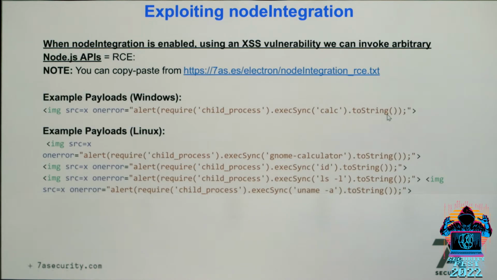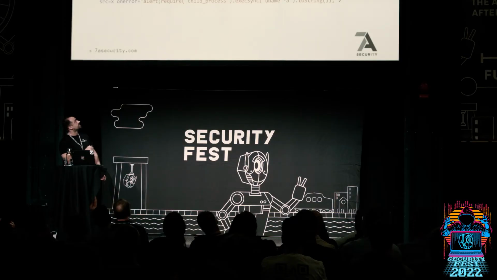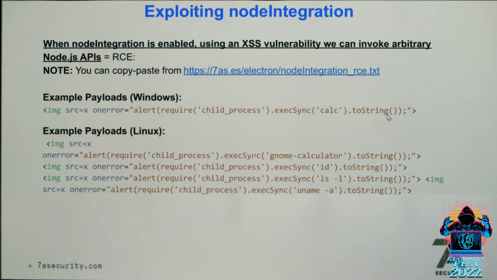Since nodeIntegration is enabled, I told you any XSS will be immediate code execution, right? So what we can do, and you can copy these payloads from this link, is invoke any Node.js module. There are Node.js modules that allow us to run operating system commands, like require child_process. So this would be the Node.js module. And then there's execSync. Now you always want to shoot for the synchronous functions so that the function finishes and then you get the result back in the alert.